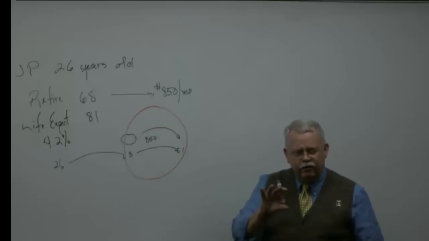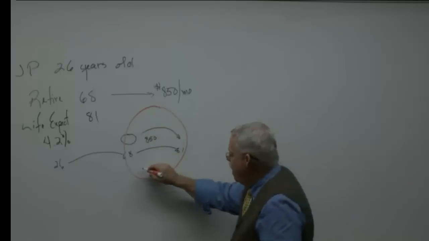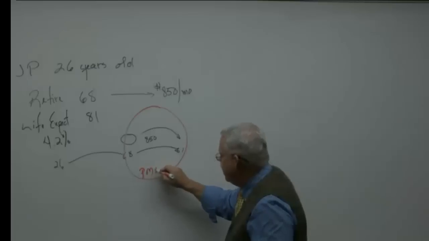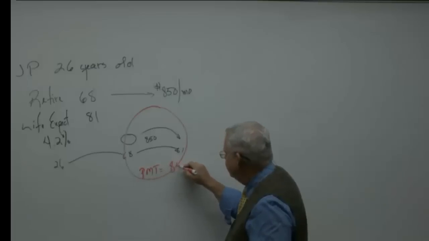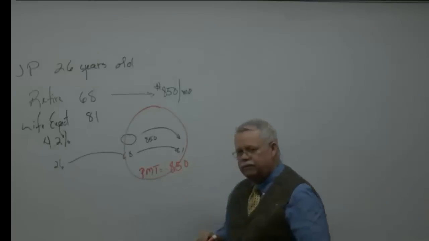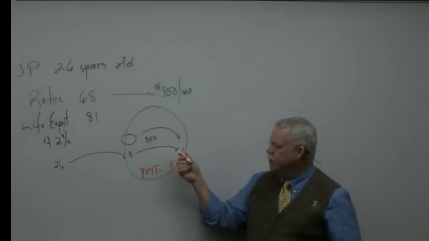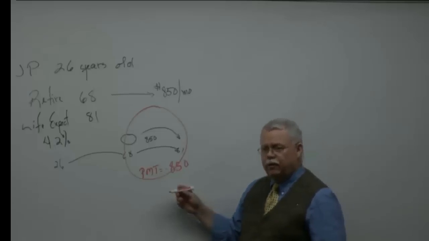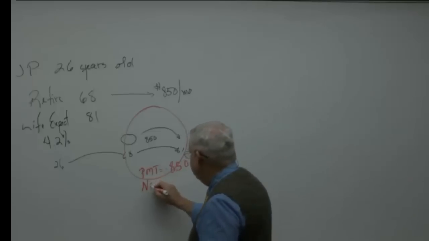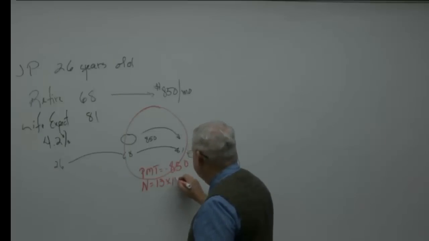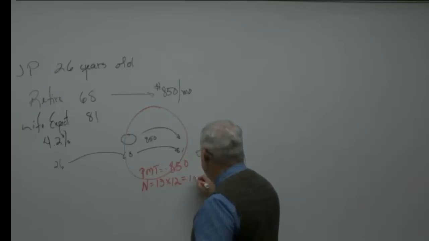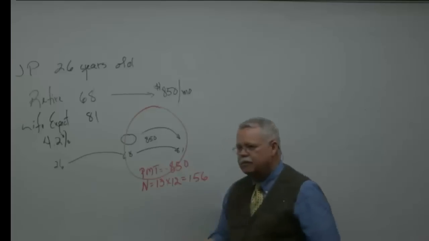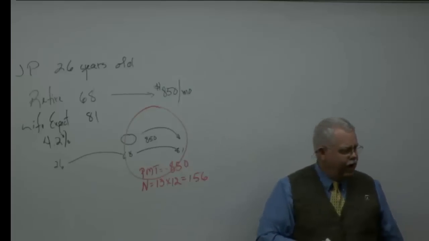And it looks like this. My payment to myself is going to be $850 a month. I'll make that a negative. How long am I going to do that? Between 68 and 81 is 13 years, once a month. So N is 13 times 12, which is 156. You tracking with me okay?